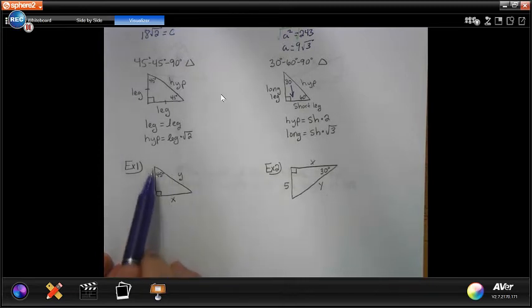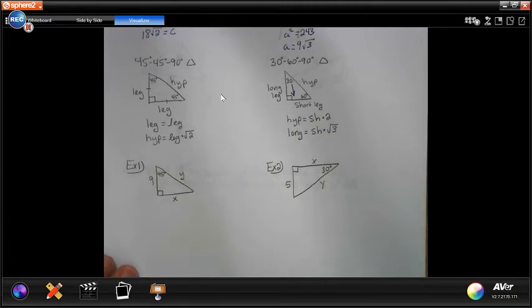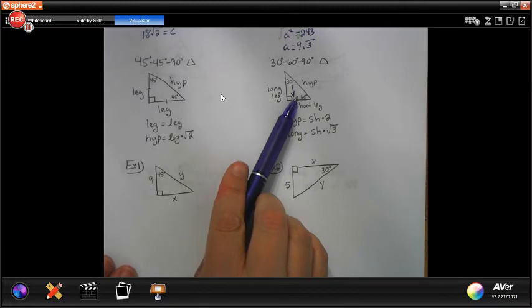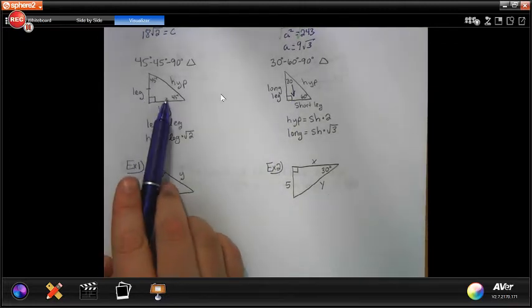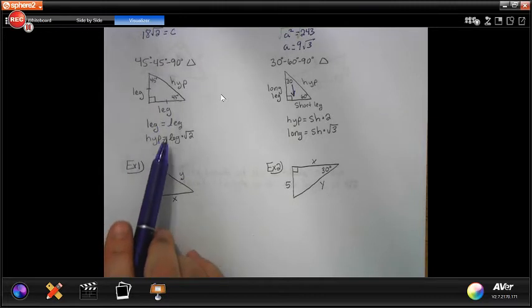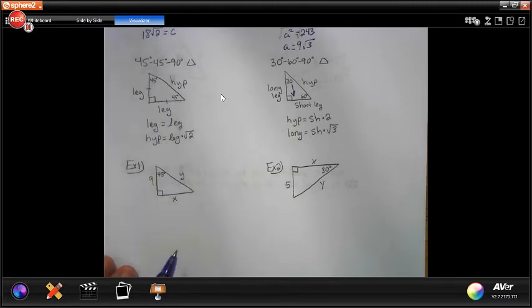Okay. So identify your triangle first. This has a 45-degree angle and a 90-degree angle. So obviously, it's not going to be 30, 60, 90. That doesn't have a 45-degree angle. This has a 45-degree angle. We're going to use these two formulas. It helps identify the sides.